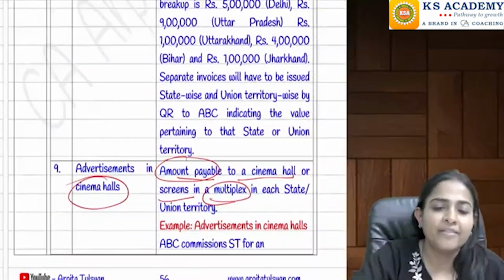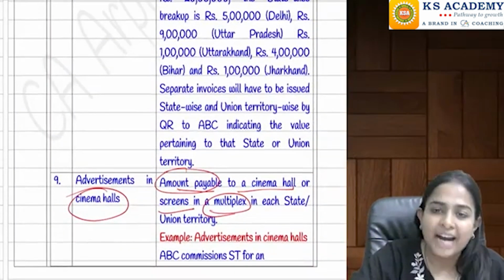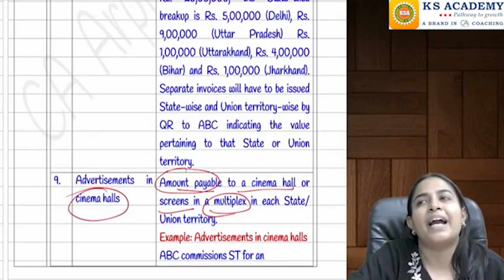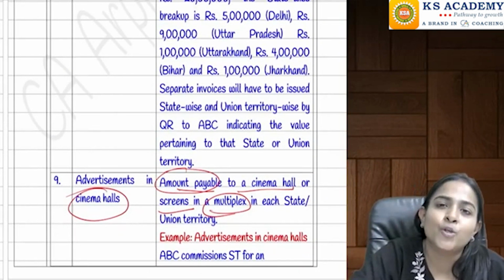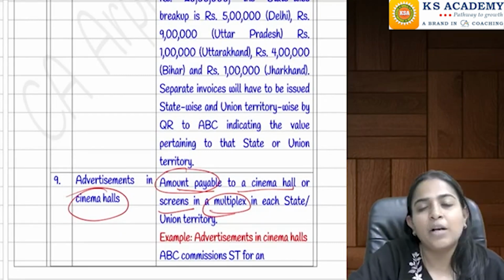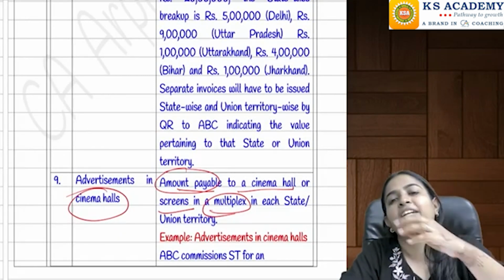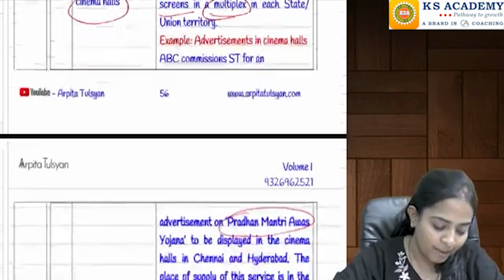Detailed example is given. You can refer to it if you wish to. Then advertisement in cinema halls. Let's say advertisement is done in every show of PVR. So PVR can be there in multiple states where the advertisement will be run. So whatever is the amount payable to the respective PVR, in that ratio the amount will be divided.